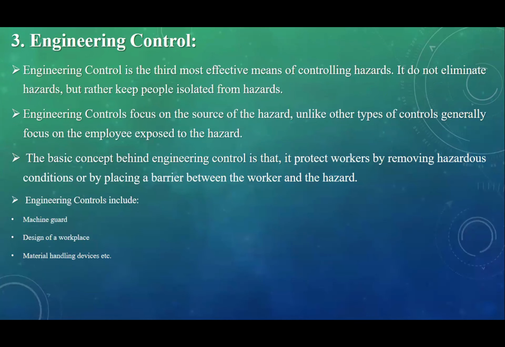The third one is engineering control, which is the third most effective means of controlling hazards. It also focuses on the source of the hazard, unlike other types of controls that generally focus on the impact. The basic concept behind engineering control is that it protects workers by removing the hazardous conditions or by placing barriers. So engineering controls include machine guards, design of work, material handling devices, etc. In this way you can keep yourself safe because it places a barrier between the worker and the hazard.